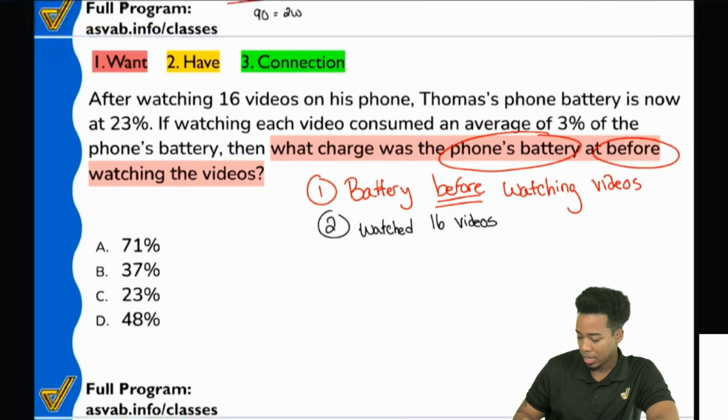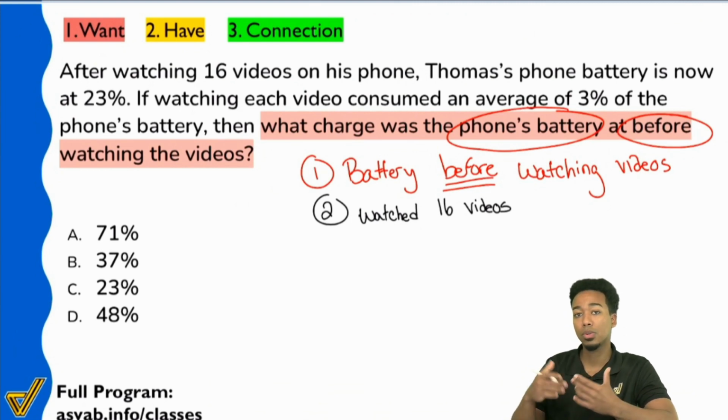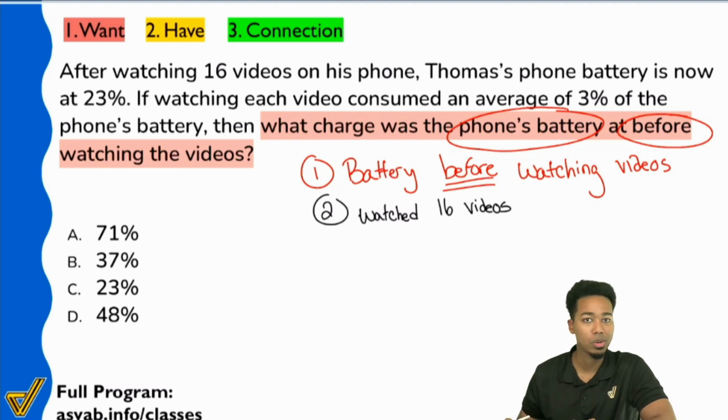Okay, great. And so notice how I'm writing the number, but I'm also writing the associated idea, which is, what's 16 mean? That's the number of videos that we watched. So watched 16 videos. Always do that, because just writing the number is never going to be enough. You need to know what the information means.